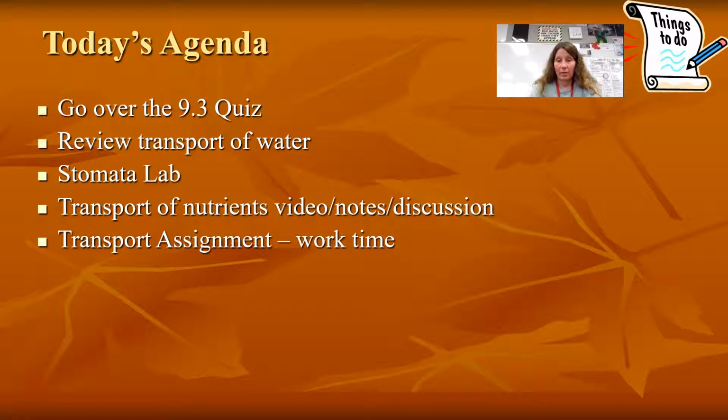We won't actually spend time going over the quiz together since I'm not there with you, but I'd encourage you a little bit later in the period to get onto Canvas and check out the feedback that I left for you there regarding your quiz results. We are going to look at the transport of water and do a little bit of review together. Then you'll spend a significant part of today's period doing the Stomata Lab. Then you'll have some time at the end to begin your study of the transport of nutrients and continue working on the transport assignment that we started in our previous class period.